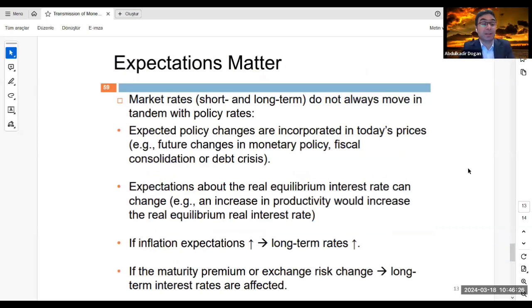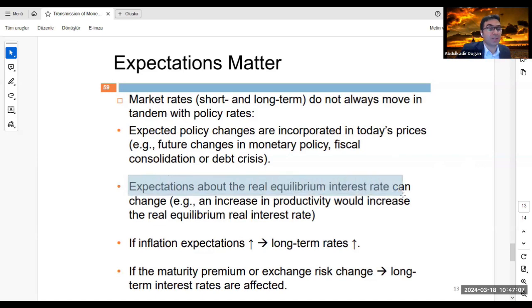And the last 2 points here: why is the expectation really important in my monetary terms, and while changing the interest rate decision mechanism, why does the expectation really matter for me? Market rates don't always move in tandem with the policy rate. Expected policy changes are incorporated in today's prices. So policy changes will put an expectation pressure on the consumer and investor that prices, cost of capital, and exchange rate will change in the near future. This is expectation.